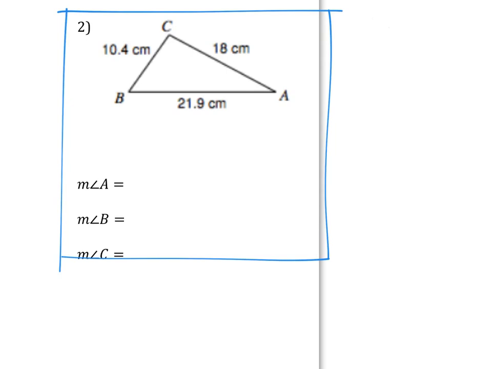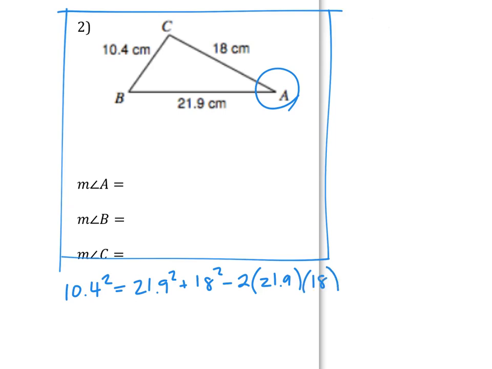All right, so let's say that you're trying to find angle A. If you're trying to find angle A, then you need the opposite side. So that's just going to be 10.4 squared equals the 2 sides squared minus 2 times the 2 sides, and then cosine of the angle. Okay, so now this is in the same format as that previous question we were working on. So go ahead and solve for angle A and do the same thing for another angle, and then use the triangle sum to find the third angle. Again, pause the video, come back and check your answer.